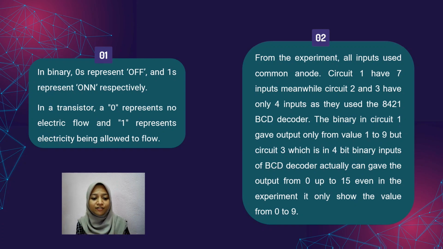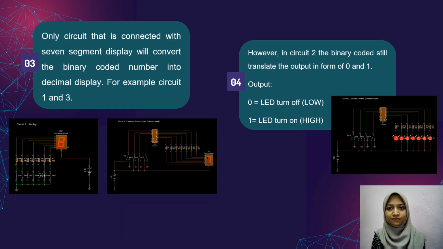Circuit 1 has 7 inputs, meanwhile circuits 2 and 3 have only 4 inputs as they use the 8421 BCD decoder. The binary in circuit 1 gave output only from value 1 to 9, but circuit 3, which has 4-bit binary inputs to the BCD decoder, can actually give output from 0 up to 15, even though in the experiment it only showed values from 0 until 9.